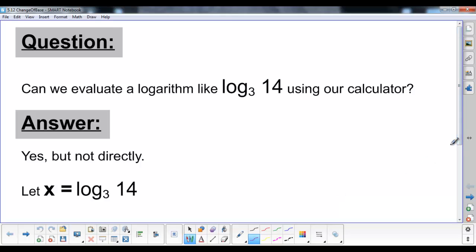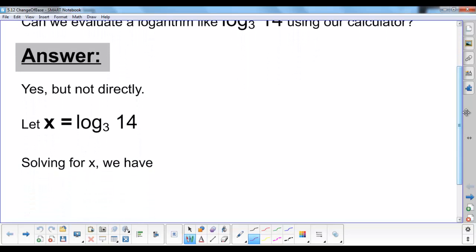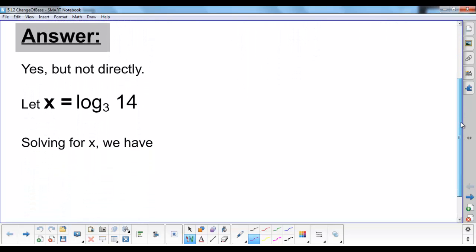So to start, I'm going to ask you a question. Can we evaluate a logarithm like log base 3 of 14 on our calculator? Now, most of us don't have those fancy calculators where we can actually choose which base we want. Most of our calculators are defaulted to having log as base 10. So to answer the question, yes, but not directly. Now, I'll show you how we can do it.